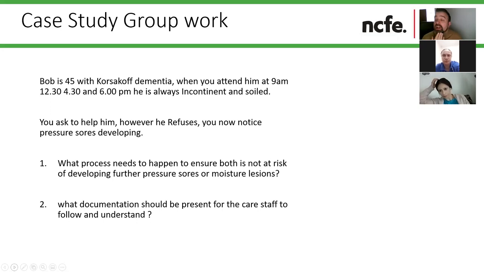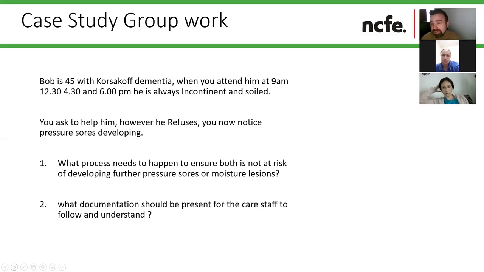Use the bathroom. Yeah, so you could look at strategies beforehand. If he's always soiled at 9 AM, then let's go and see him at 8. To be wet, yeah, absolutely. So if he's always wet at this time, maybe we need to bring it forward. Because it could just be the case, because he's got Korsakoff dementia and he hasn't got the signal going to his brain. It could just be that simple adjustment of going to him at 8 o'clock.